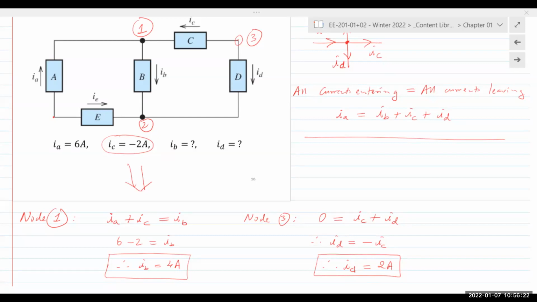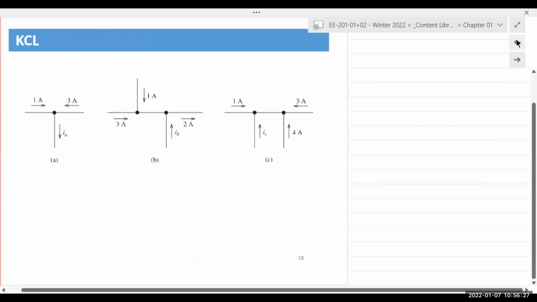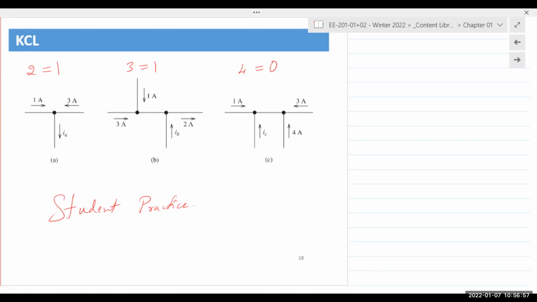All right, few minutes left. Let's go to KVL. Oh, this I'm going to assign as student practice, so practice this outside of class. Here in A, I can see I have 2 currents entering and 1 current leaving. Here I have 1, 2, 3 currents entering and 1 leaving. And here in C, I have 4 currents entering and 0 leaving. So again, assigning a student practice outside of class.